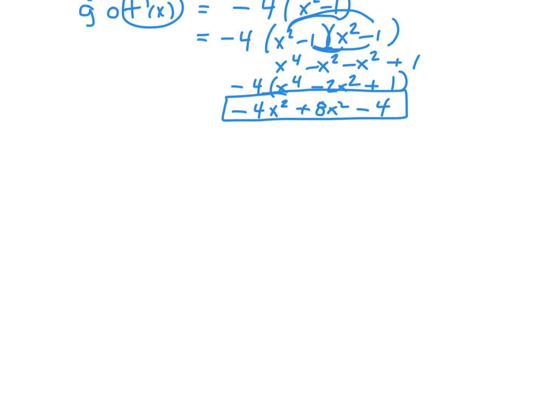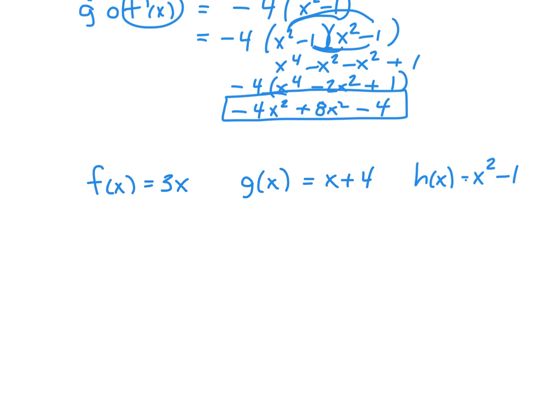Another type of problem we could do using this is if I've got a couple different functions. Let's say I have that f of x is 3x, g of x is x plus 4, and h of x is x squared minus 1. So I have three functions, and if I would be asked to do, let's say, g of h of negative 3.